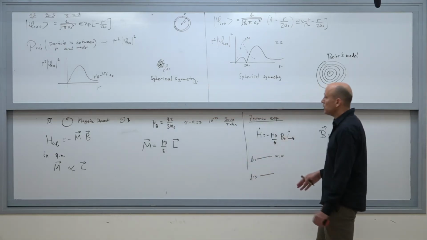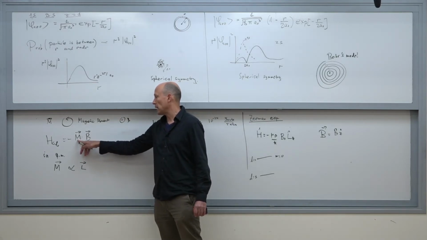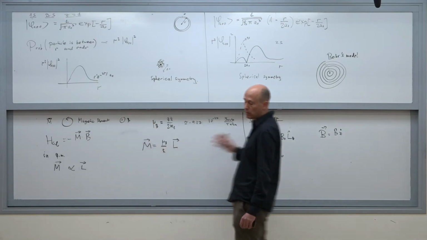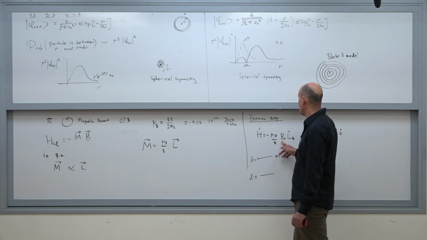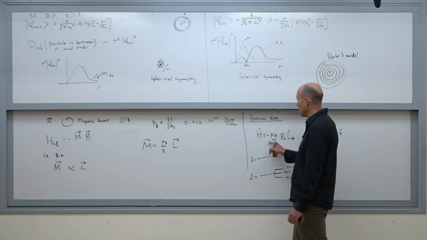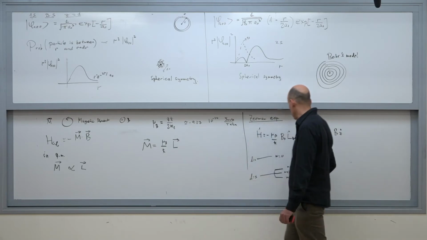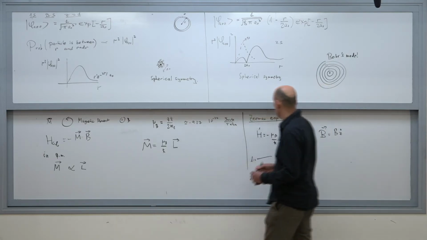Then I chose B in the Z direction. So M dot B is LZ times BZ. If I would choose X, I would get LX, but this is all the same. So this is the Hamiltonian. When B equals 0, nothing will happen. But if B is finite, then I'll get a splitting, in this case into 3 states: M equals 0, M equals 1, actually minus 1, because of this minus sign, but this minus sign is cancelled, because here you have also a minus.